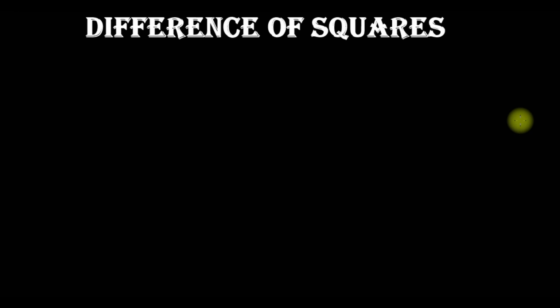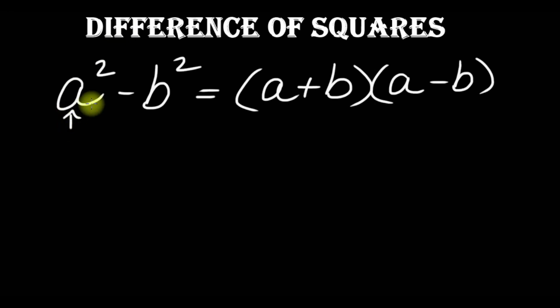Okay, so next we're going to look at difference of squares. Okay, so this is a special polynomial. There is a method that you can use to factor this kind of polynomials. Okay, so let's take a look at it. Okay, so this is a square. Okay, this is another square. So this is called difference of squares. So when you factor difference of squares, you can easily factor that into a plus b times a minus b. Okay, so these two are the factors of a squared take away b squared.